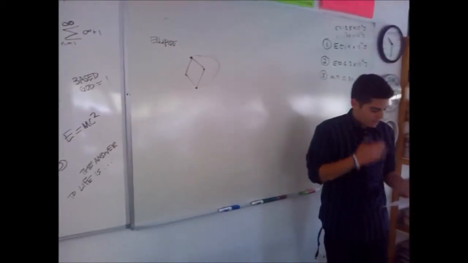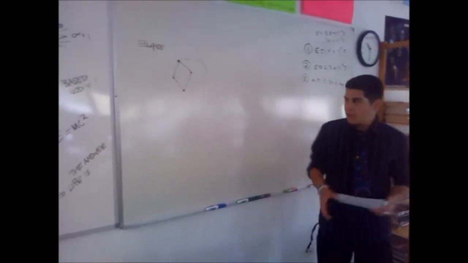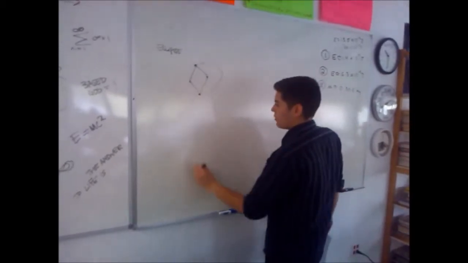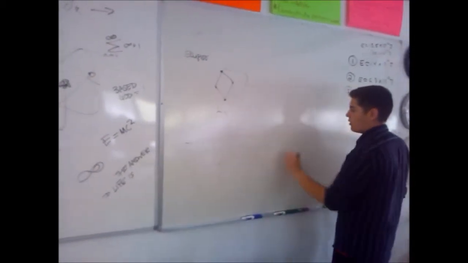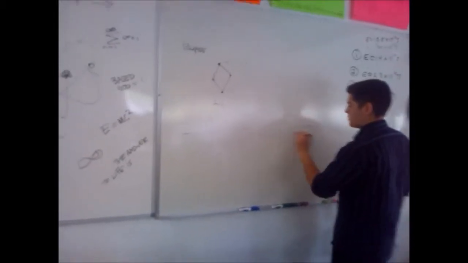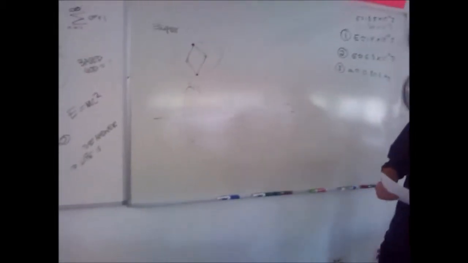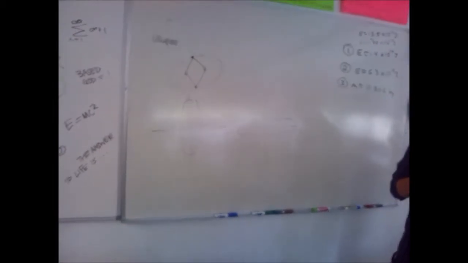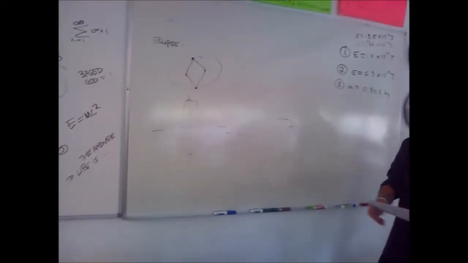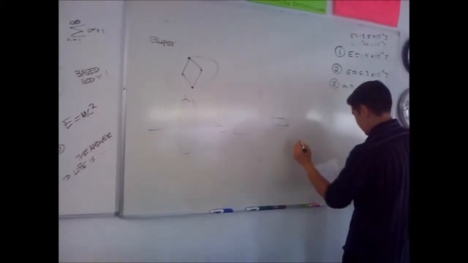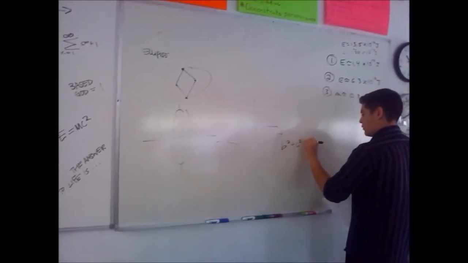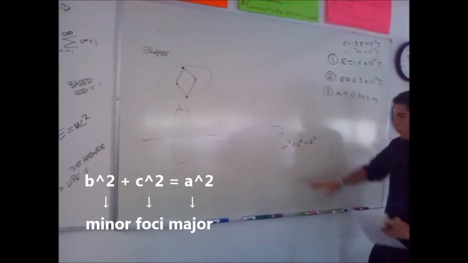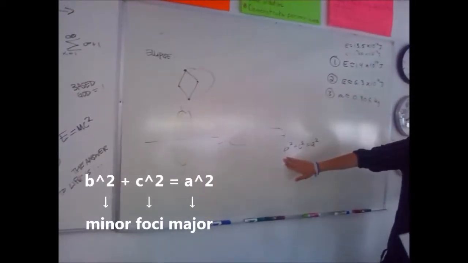Now for the sake of this problem, we'll have the ellipse run either on the y-axis or on the x-axis. Alright? And much like the Pythagorean theorem, the length of an ellipse can be found using the equation b squared plus c squared equals a squared. What b stands for is the length of the minor axis.